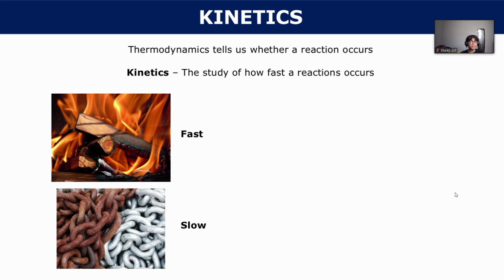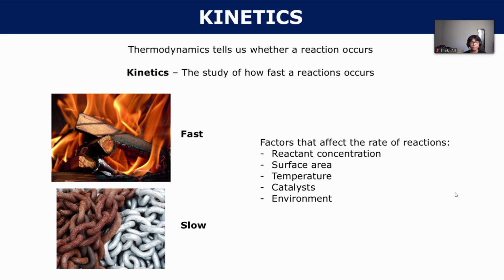And so kinetics helps us explain not only how they go from their reactants to their products, but why they go at a certain speed. There are going to be a lot of factors that affect the rate of reactions: the reactant concentration, the surface area, temperature, catalysts, and general environmental factors. A lot of this is really complicated, so let's just get into the couple basics today.